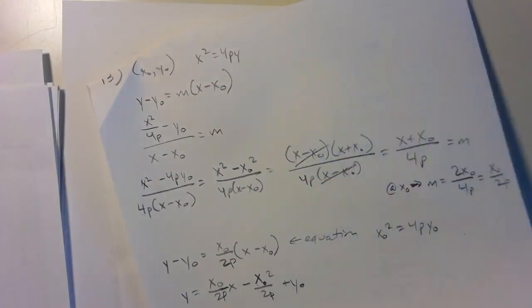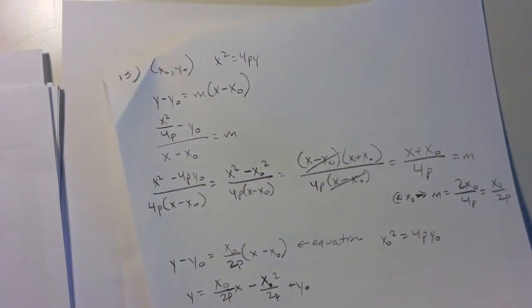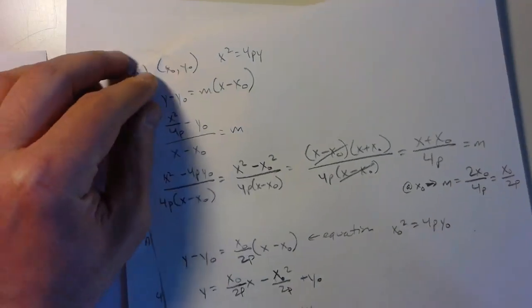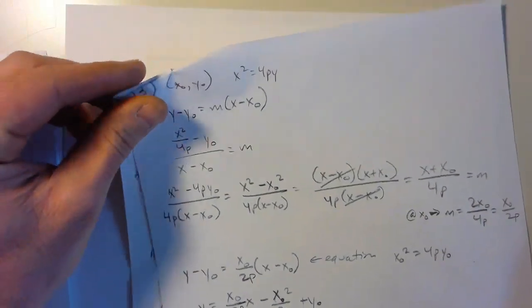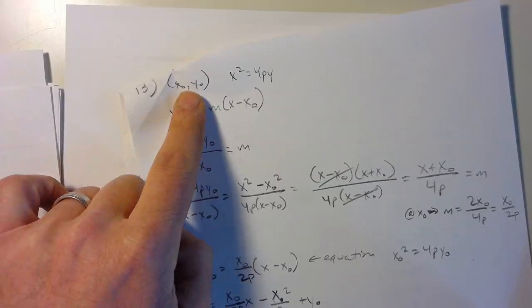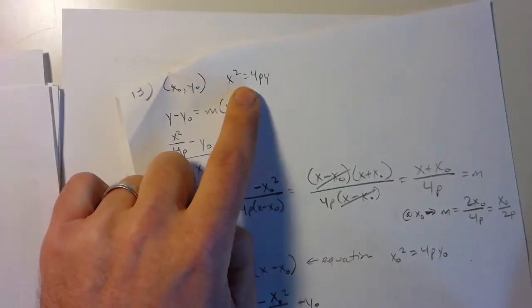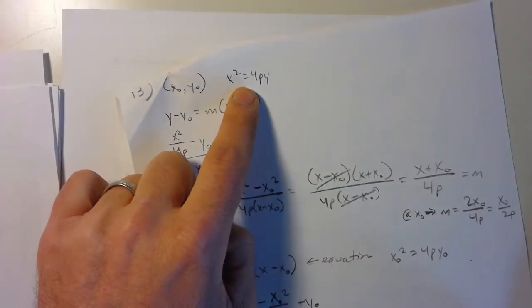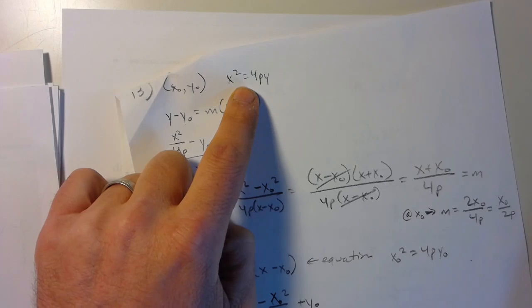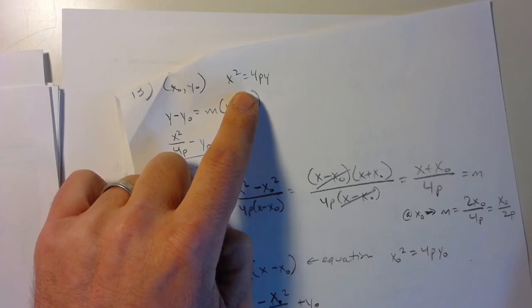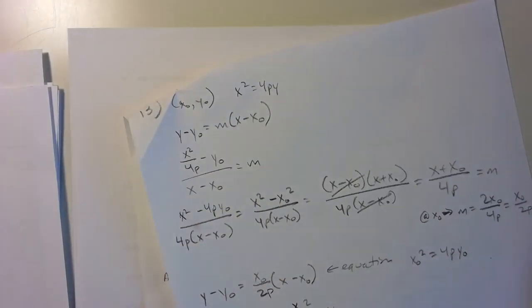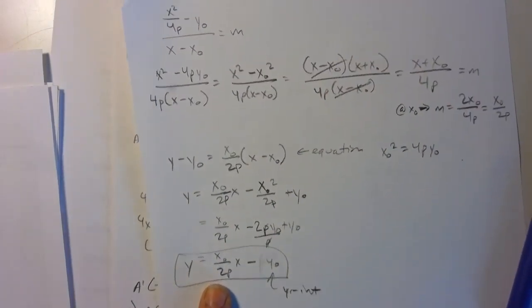Okay, question number 13 on the homework that started on page 709. This is the level C problem. Let x sub 0 be a point on the parabola x squared equals 4py. Using the method explained in the textbook, show that the equation of the line tangent to the parabola at (x0, y0) is this down here. We're trying to show that that's true.